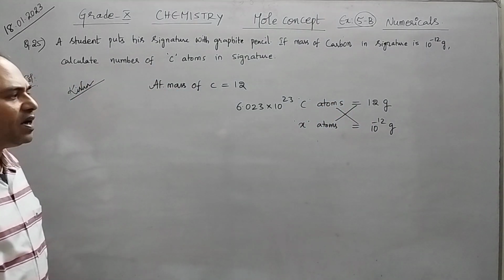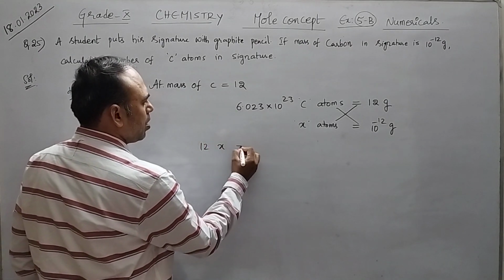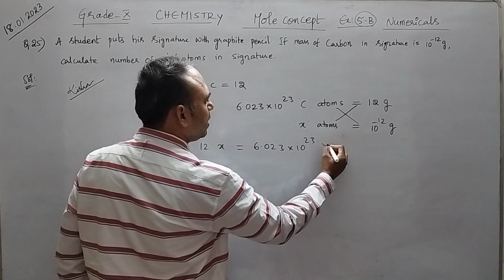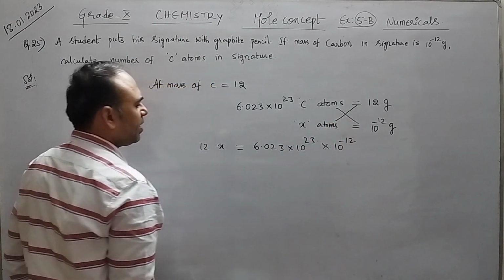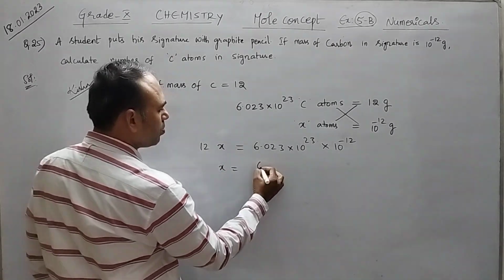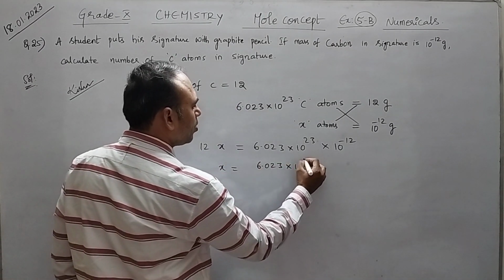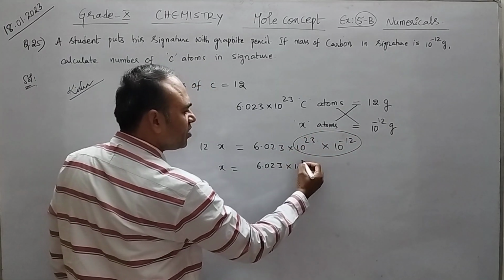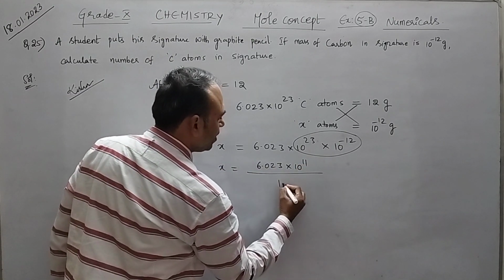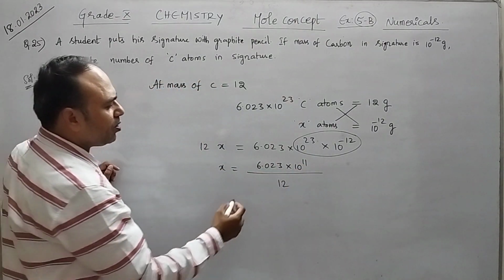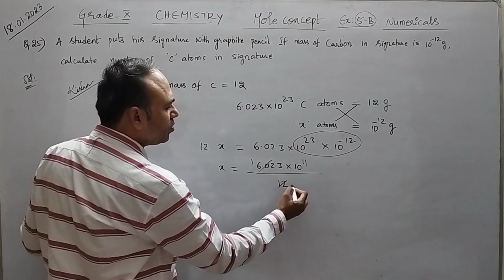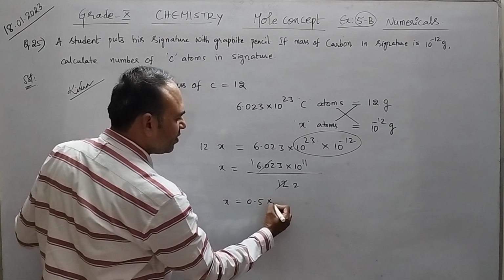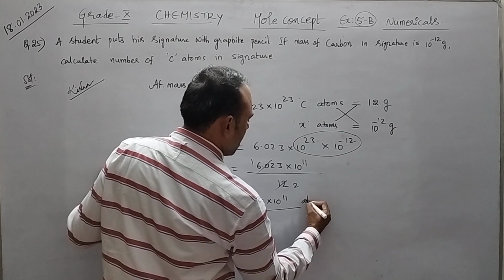To find out the answer, cross multiply. What we get? 12x is equal to 6.023 into 10 power 23 into 10 to the power of minus 12. What is x now? 6.023 into 10 to the power of, straight away we can calculate 23 minus 12, we get 10 to the power of 11, divided by 12. Now if you calculate it approximately, 6 and 12, we can take it as 1 and 2 times. 1 by 2 is nothing but 0.5. So x is equal to 0.5 into 10 to the power of 11 atoms.